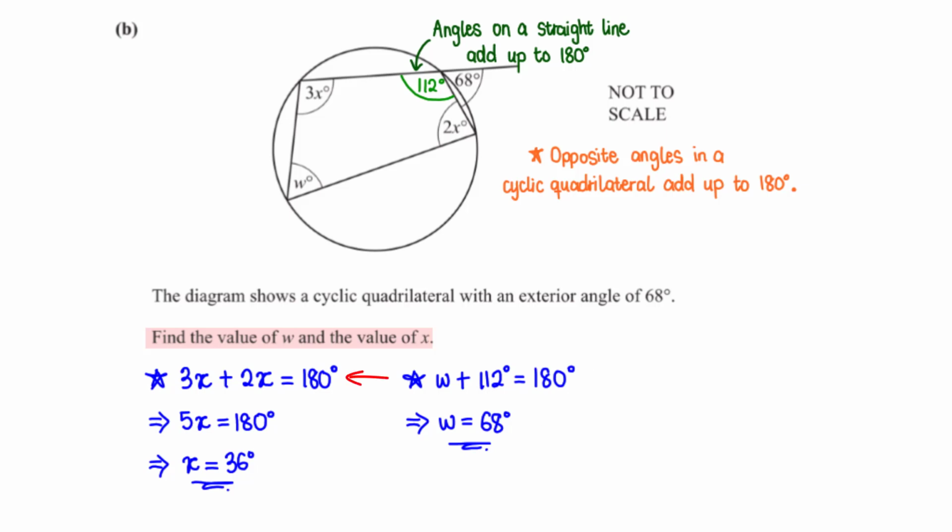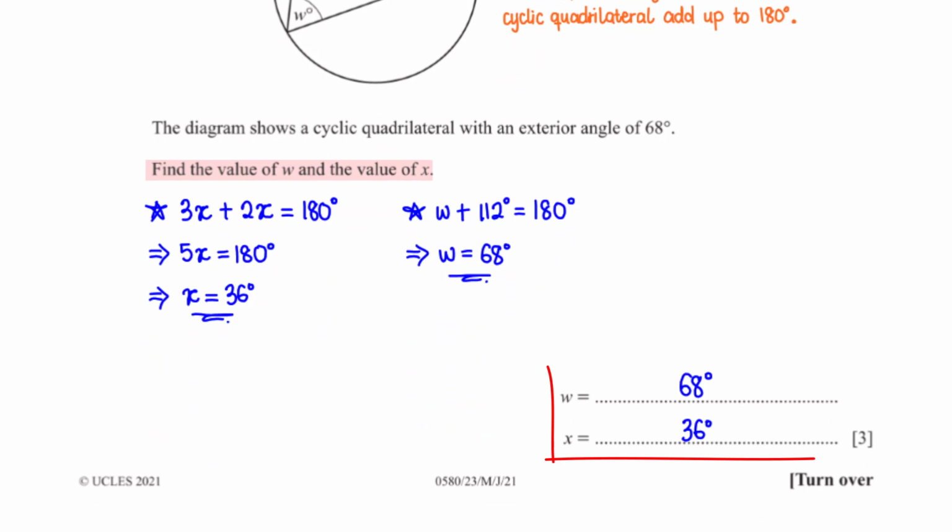3x plus 2x must also be equal to 180 degrees. 3x plus 2x is 5x. If we divide both sides by 5, we get x equals 36 degrees.